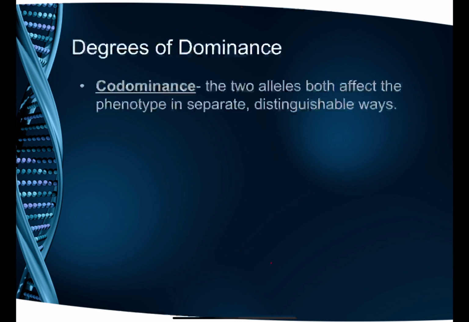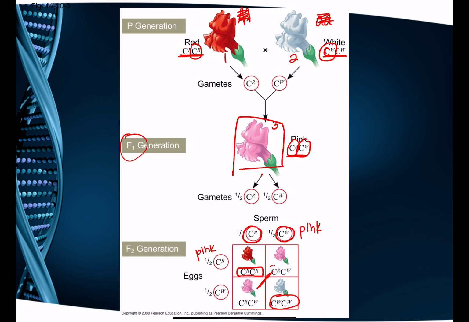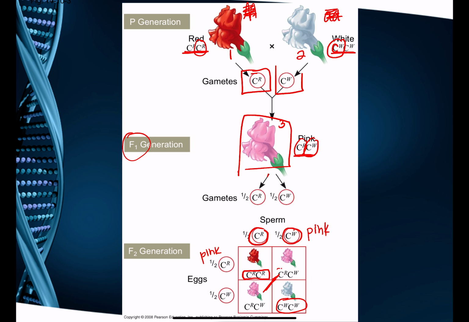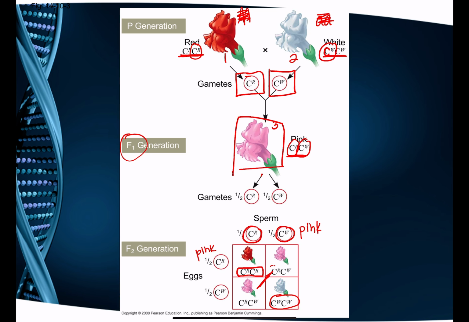Another type that you can have, which is similar, and people have a hard time keeping these two straight, they tend to get them confused, is codominance. In codominance, you see both alleles present in distinguishable ways. If this were codominant, you would write your letters the same way as you do complete dominance. But your flower would look different. Your flower would maybe be white with red spots.